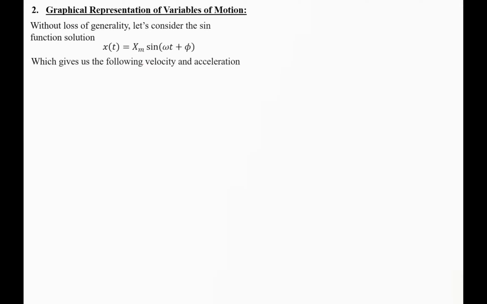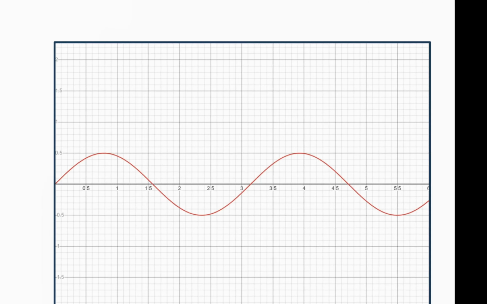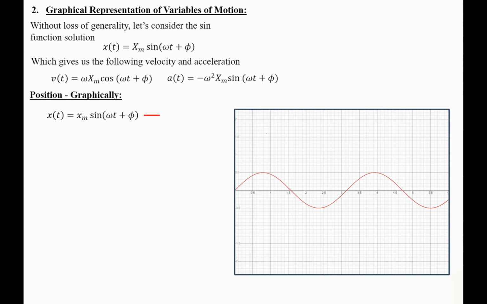Now section 2, a very important section: graphical representations of the variables of motion. Without loss of generality, let's consider the sine function solution, which gives us the following velocity and acceleration. Now let's start with the position graphically. Here on the horizontal axis we have time, and on the vertical axis we have position. Let's assume it's position for now, and I have plotted the position function.